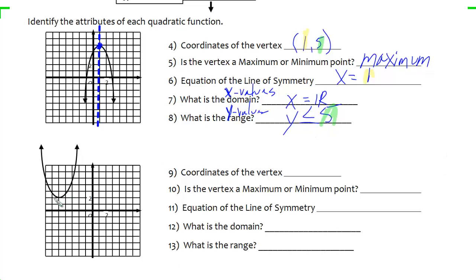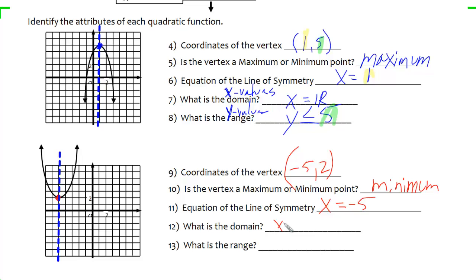Again, I'm asked to identify the vertex. That's this point right here, which is at negative 5, 2. And in this case, that is a minimum point. It's the lowest point on my graph. It's in a valley. There's nothing on my function below that. The line of symmetry, remember, corresponds to that x value of the vertex. It only touches x, so the equation's x equals negative 5. That same x value of the vertex.